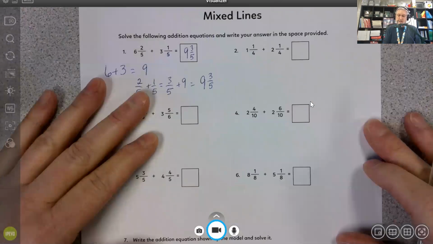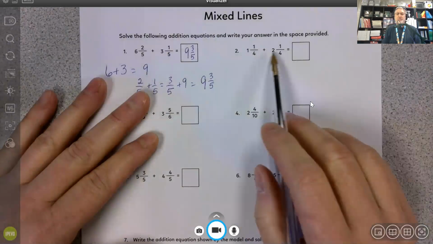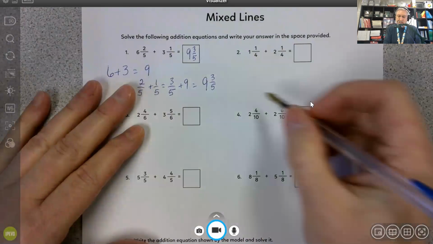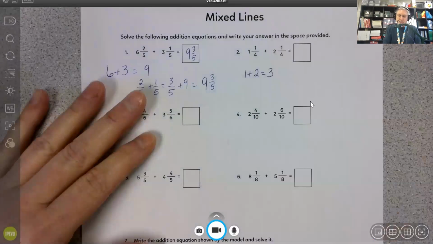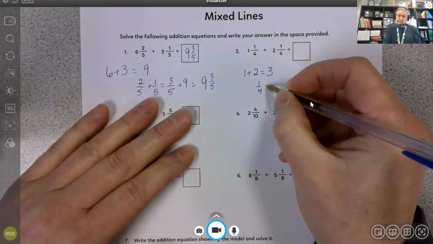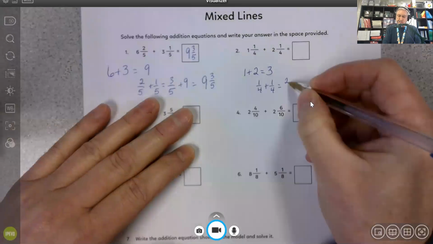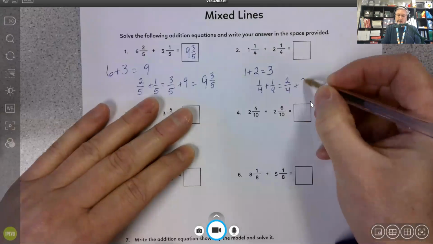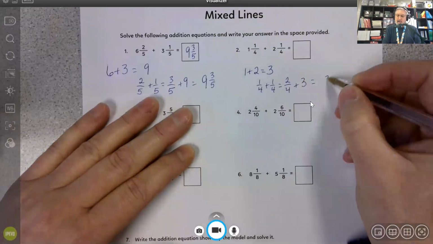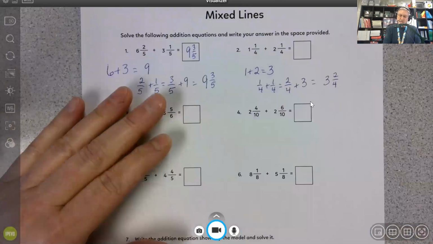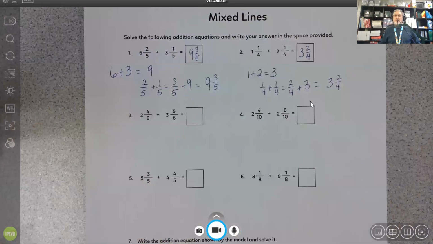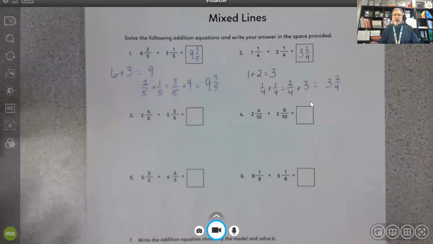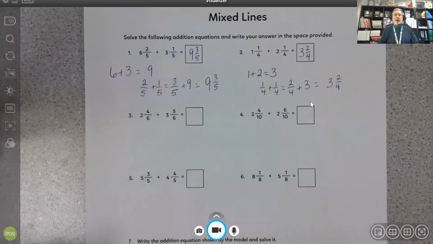Our second one is 1 1/4 plus 2 1/4. So let's add our whole numbers. 1 plus 2 equals 3. And then we're going to add 1/4 plus 1/4, which equals 2/4. I'm going to add that to my whole number, and that's going to give me 3 2/4. This was real similar to the first problem, where I don't have to regroup my fractions. And when I say regroup my fractions, we'll see in the next two problems what I'm talking about.